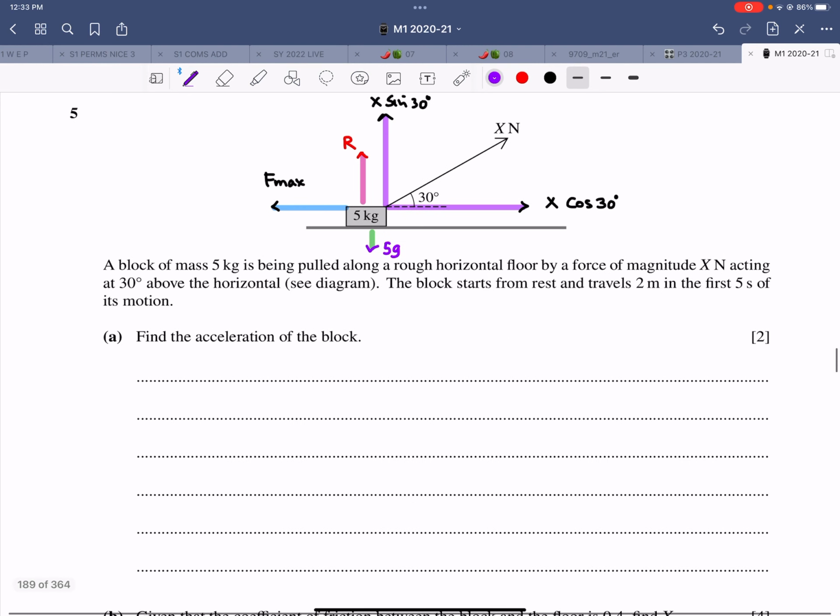So now this is the first part. Find the acceleration of the block. That is basic kinematics. U is 0. Displacement or distance is 2 meter.